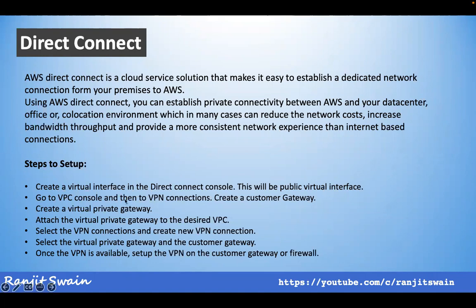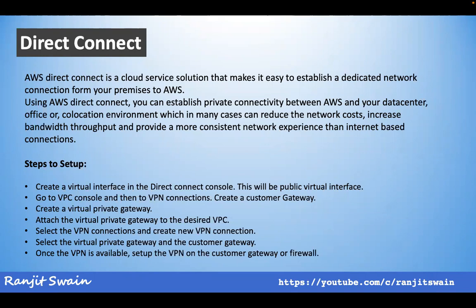Okay, so what it says, AWS Direct Connect is a cloud service solution that makes it easy to establish a dedicated network connection from your on-premises to AWS. Using AWS Direct Connect, you can establish private connectivity between AWS and your own data center, office, or co-location environment, which in many cases can reduce the network cost. We don't have to rely on a different network or a separate private network, which will cost us more.